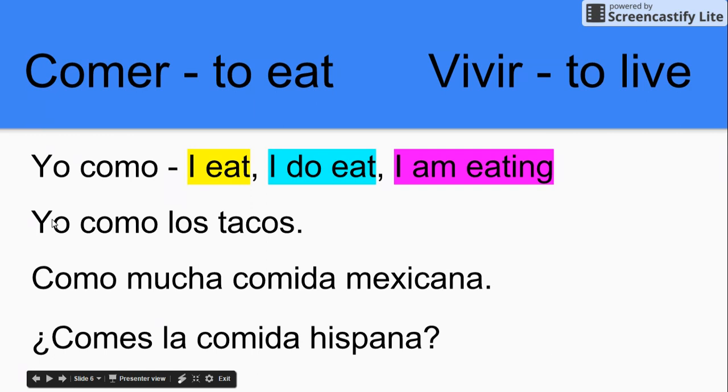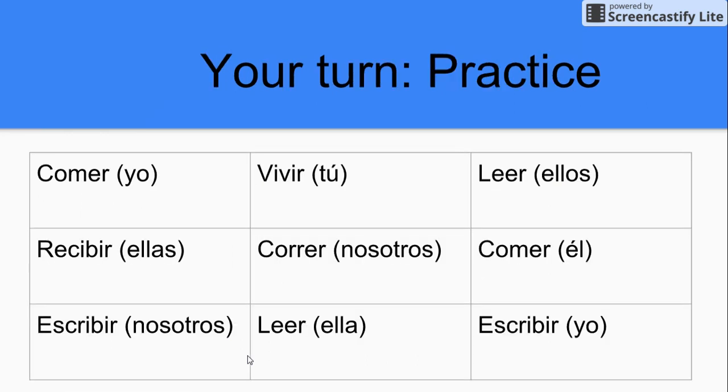Como mucha comida mexicana. When we're asking a question, we also don't have to include any helping verbs. I can just simply state, ¿Comes la comida hispana? Do you eat Hispanic food? Or are you eating Hispanic food? Depending on the question's context.